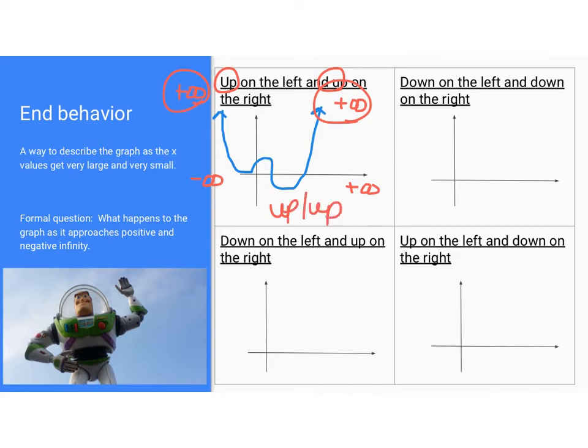Our second situation is when our behavior is down on the left and down on the right. Again, we're going to start down. We're going to do something funky, who knows what, and then we're going to end up coming back down on the right. So now as we look at the graph, as x approaches negative infinity, the y's are approaching negative infinity. As x approaches positive infinity, the y's are approaching negative infinity. And that's how we get our down, down.